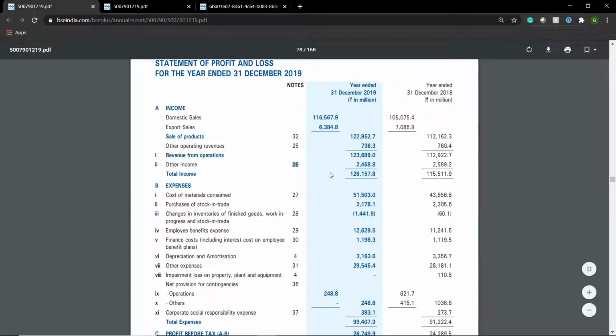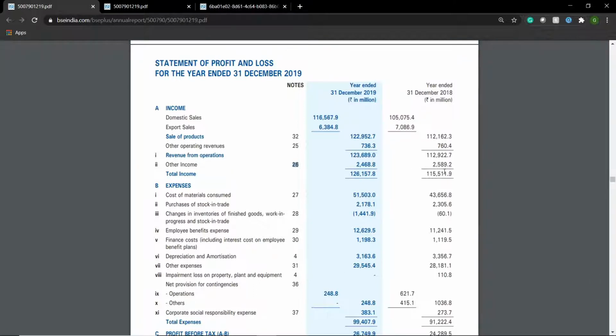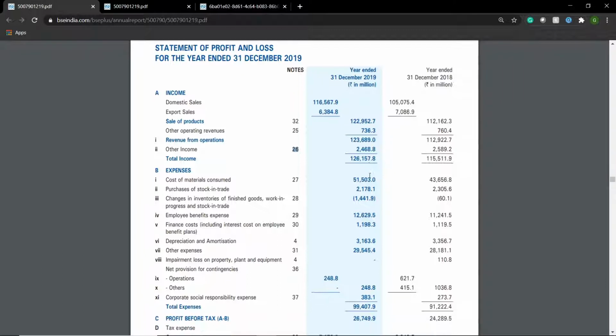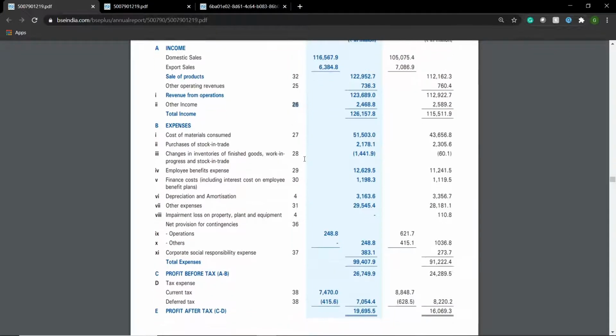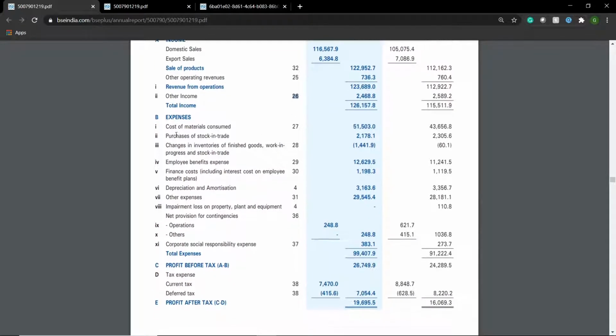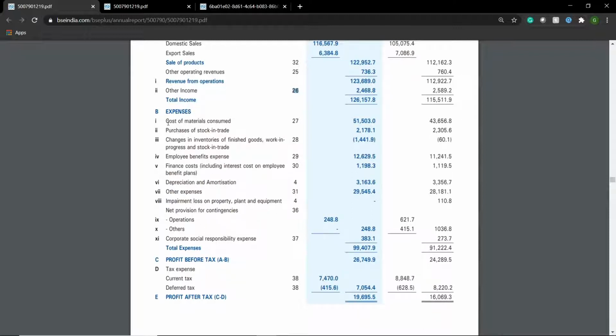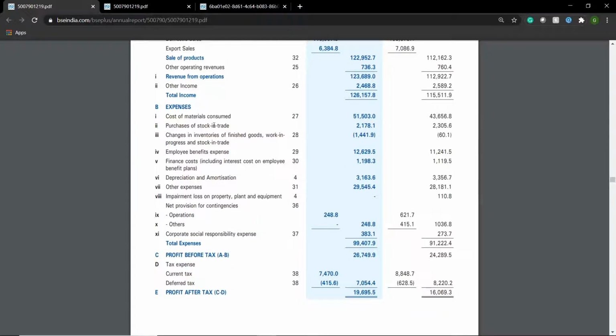So this total income comes out to be 126,000 million rupees, which again is a significant increase from the previous year, which is around 10% increase. Not exactly 10%, but yeah, around. Then coming to the expenses portion, the cost of materials consumed by the company is 51,000 million rupees, which again you can go to note number 27 and find that it's just raw materials and packaging materials. So I won't bother going into this note.